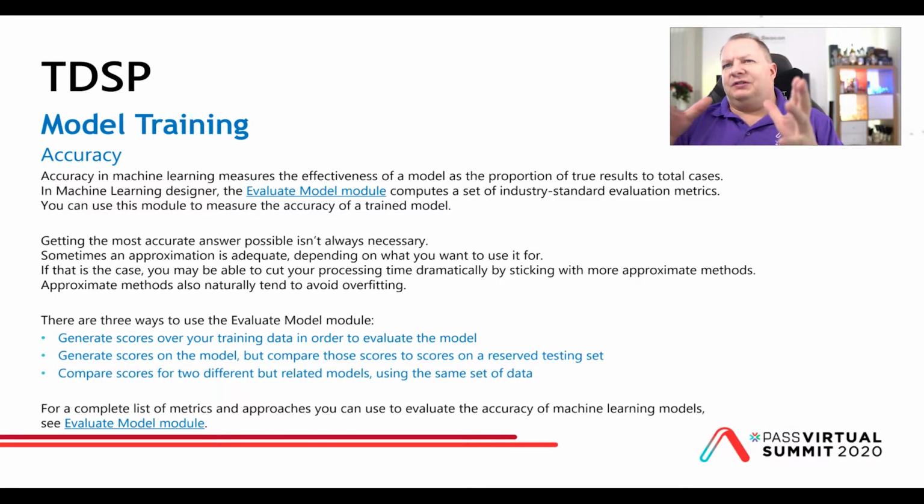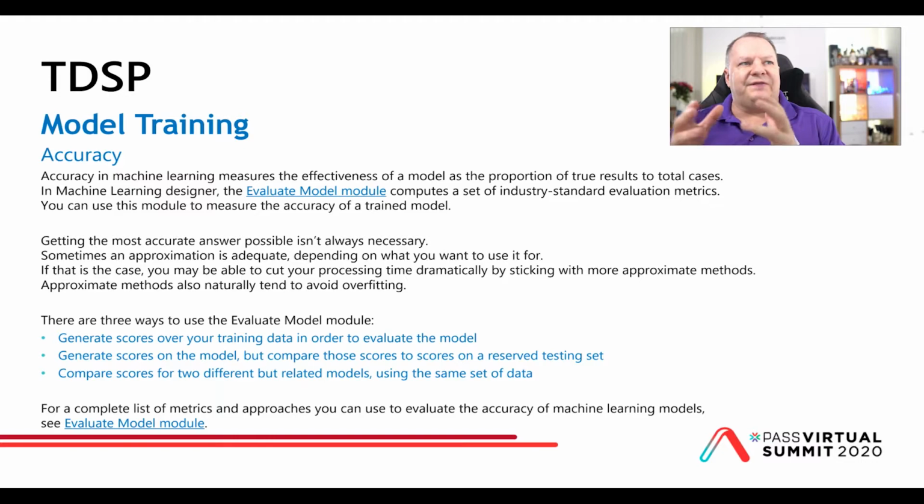Okay, now we're going to look at the model training, and we're going to focus in on the accuracy. Now, this is how effective the model is in terms of predicting the true cases against the total cases that we're trying to process. So the higher we get the accuracy, the better, of course. In Machine Learning Designer, we have the Evaluate Model module, which will have some standard evaluation metrics that we can make use of in order to establish the characteristics of that model, the training data, and the performance of it.